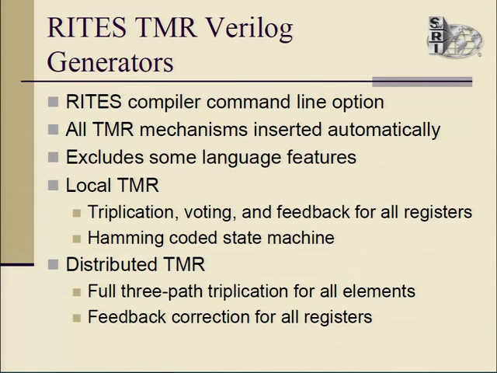We do exclude some language features just because it gets too complicated to do all of this with all the language features. For local TMR, we get register triplication, voting, feedback. We implement the state machine with a Hamming code to protect it against errors. For the distributed TMR, we do full 3-path replication with feedback correction for all the registers.